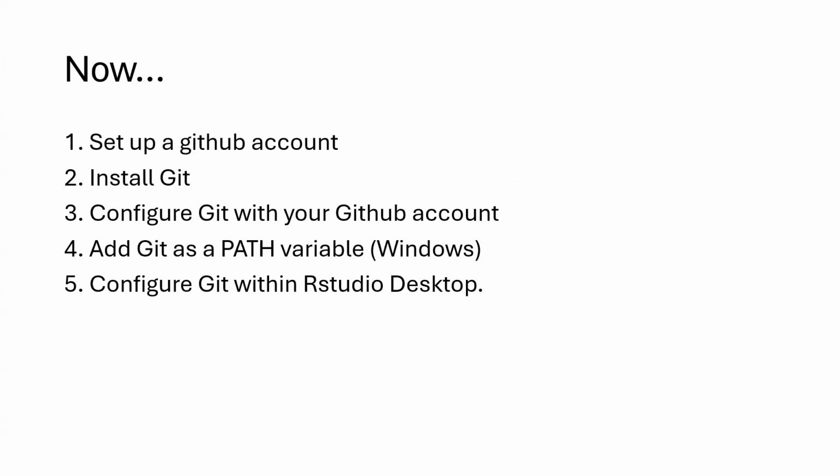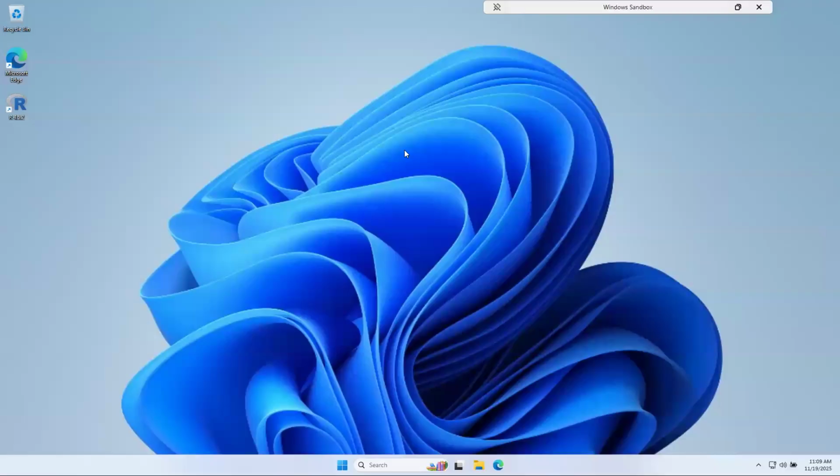So in this video, I'll be showing 5 steps. First, setting up a GitHub account, installing Git on your computer, configuring Git with your GitHub account, adding Git as a path variable, which is only necessary in Windows, and then configuring Git within RStudio desktop. The mechanics of how to use Git will be in another video, but this is just the basic setup steps. So that's all I have in terms of slides. I'm switching over here to my sandbox system where I have installed R and RStudio and our tools.